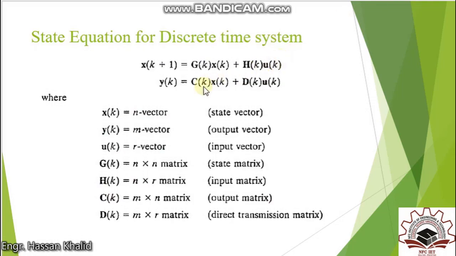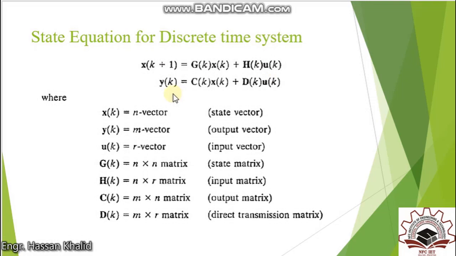Now let us define the state equation for the discrete time system. In the previous chapters, especially the first, second and third, we were given the information that if we are considering the discrete time system, then we replace the t instant with k. And since this vector is a first order difference equation, we write x of k plus 1 equal to G of k x of k plus H of k u of k.